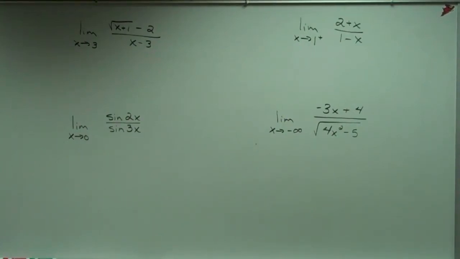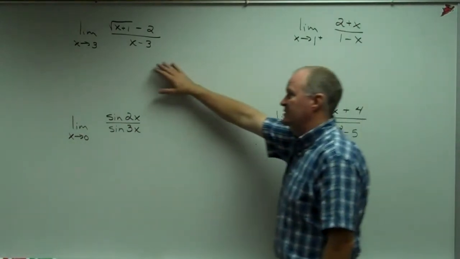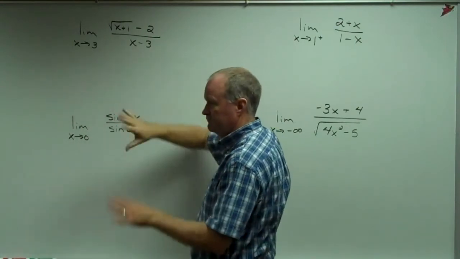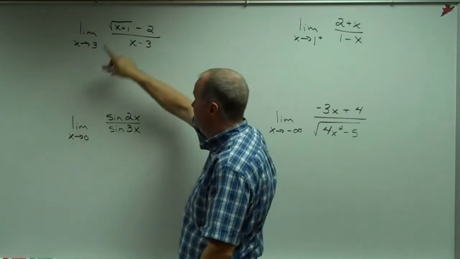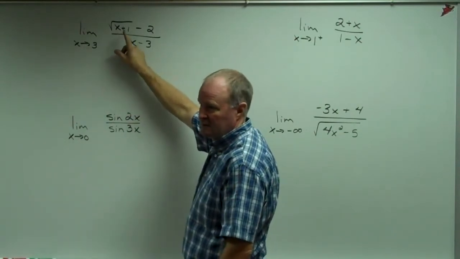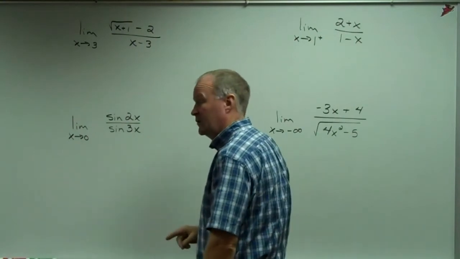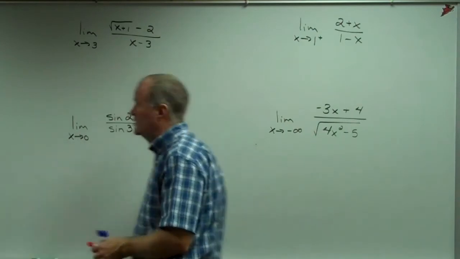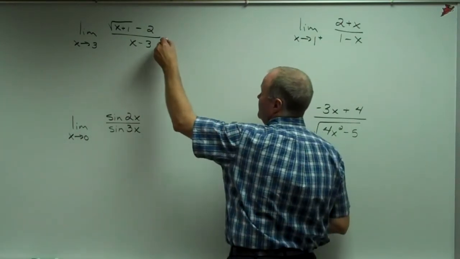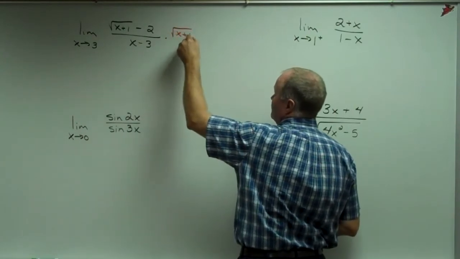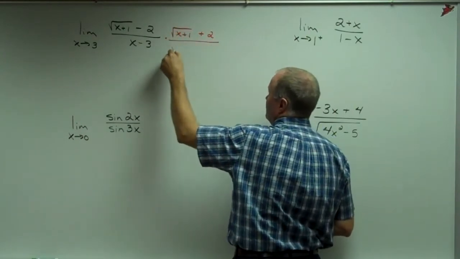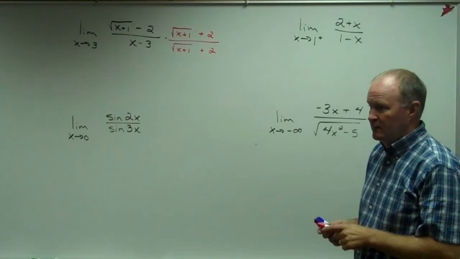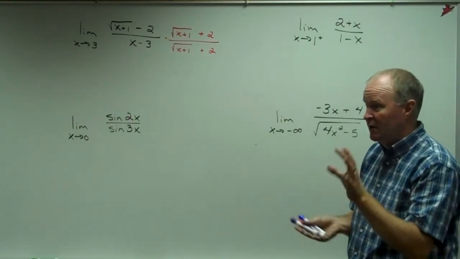These last four got a lot of good stuff in them. We haven't necessarily seen one a whole lot like this, but you plug in the 3, nothing, and then what jumps out at me? Square roots of x's. When I see that, I'm thinking one thing: rationalization. Okay? So I'm going to multiply top and bottom by the conjugate.